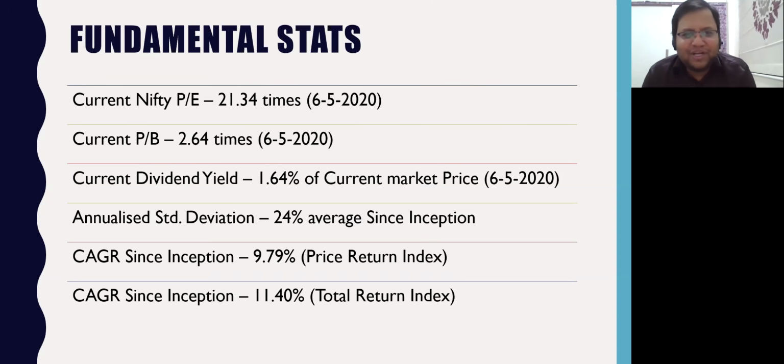Current price to book value ratio is 2.64 times of Nifty. Price to book value, price of the company, market price of the company compared to the book value. So वो जो 50 कंपनीज की book value है multiplied by 2.64 is your price. Current dividend yield, dividend as a percentage of market price, is around 1.64%. One of the measures of volatility is standard deviation, which is 24%.